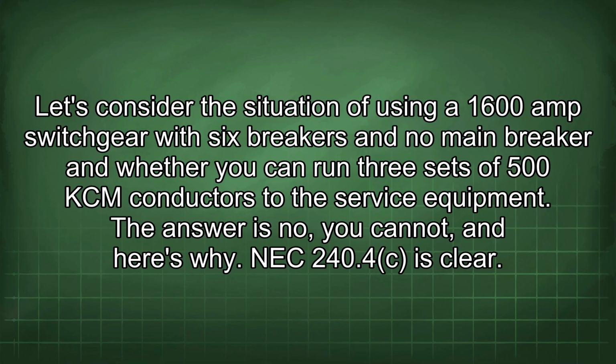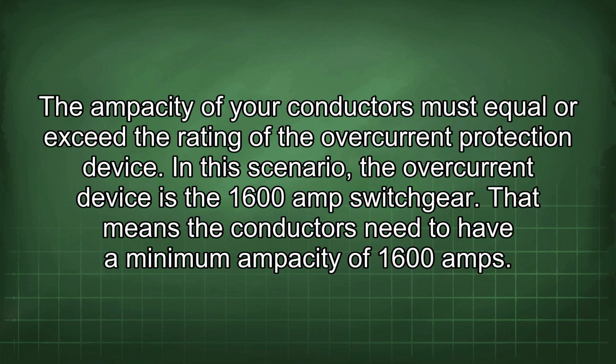NEC 240.4 is clear. The ampacity of your conductors must equal or exceed the rating of the overcurrent protection device. In this scenario, the overcurrent device is the 1600 amp switchgear. That means the conductors need to have a minimum ampacity of 1600 amps.